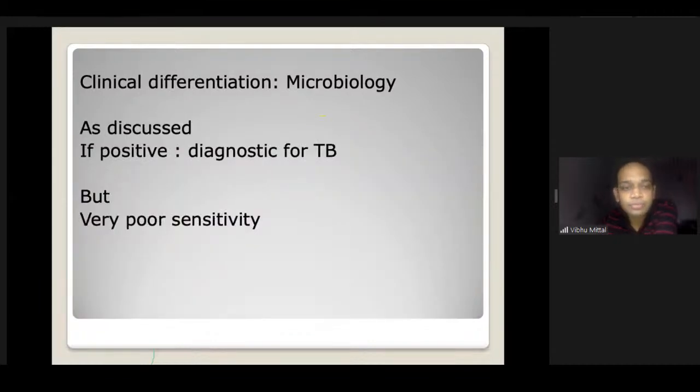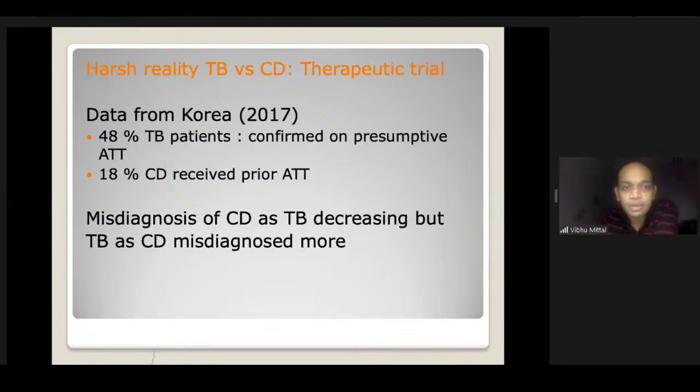Microbiology, I've already discussed it. If positive, it is diagnostic for tuberculosis, but poor sensitivity. So the harsh reality, at least in India, TB versus Crohn's: 2017 data from Korea, they had 2 years data, and they had reviewed it. They had compared it with the previous in-house data. What they found was that 48% of TB patients were confirmed on presumptive ATT. That is, their patients were labeled as tuberculosis only because they were responsive to ATT.